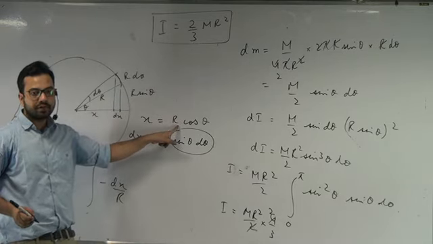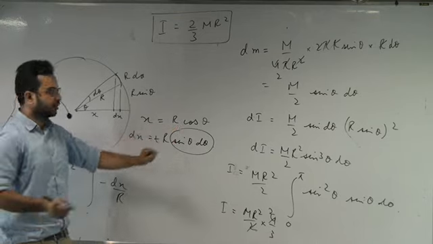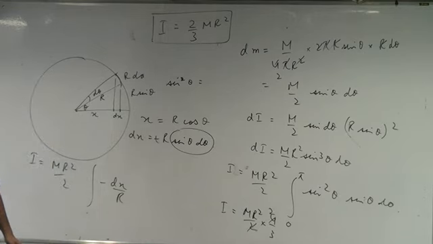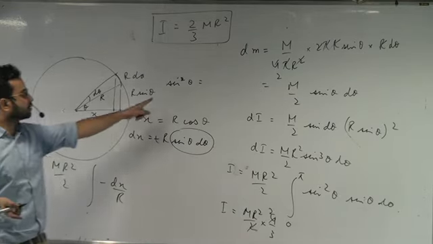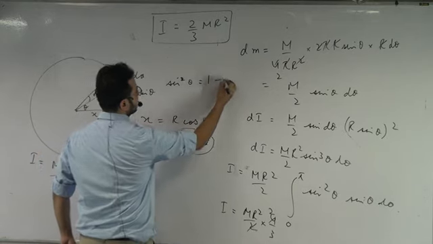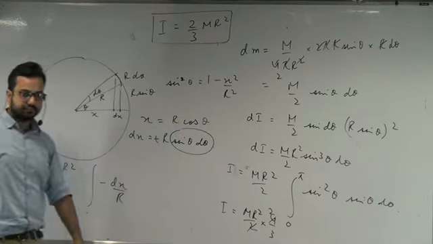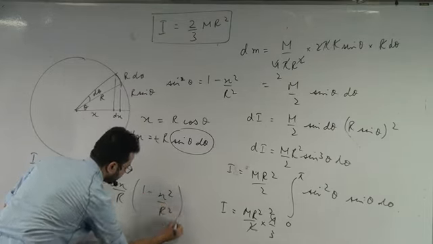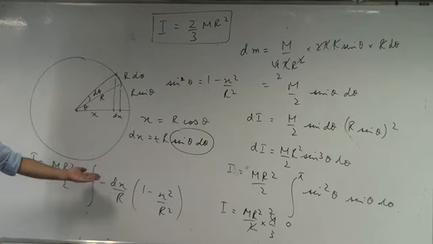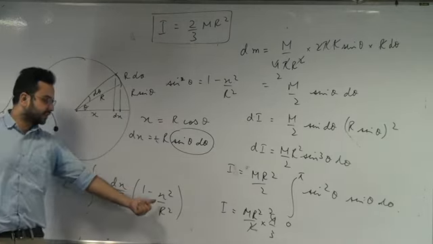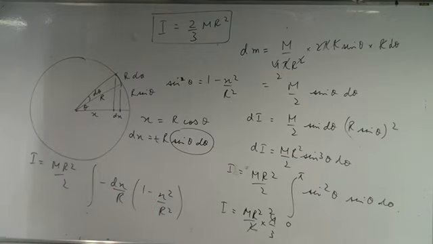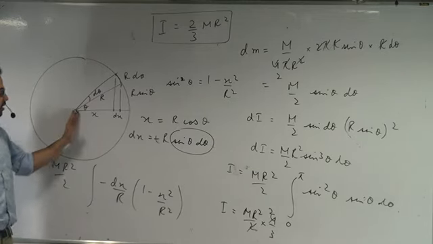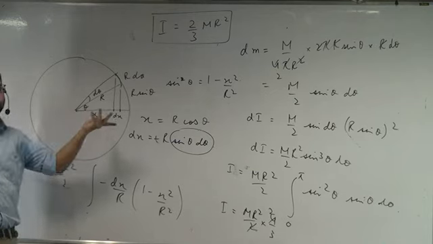Now we need to write sin square theta. How can we find it? We know cos theta, so sin square theta is 1 minus cos square theta, which becomes 1 minus x square upon r square. Now we can make that substitution. Further it becomes very simple, giving x square dx. Now all you need to understand is the limits of substitution. So x goes from 0 to r.